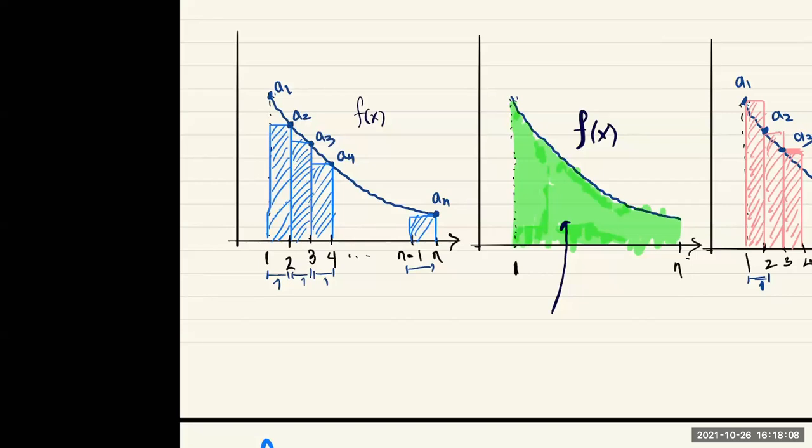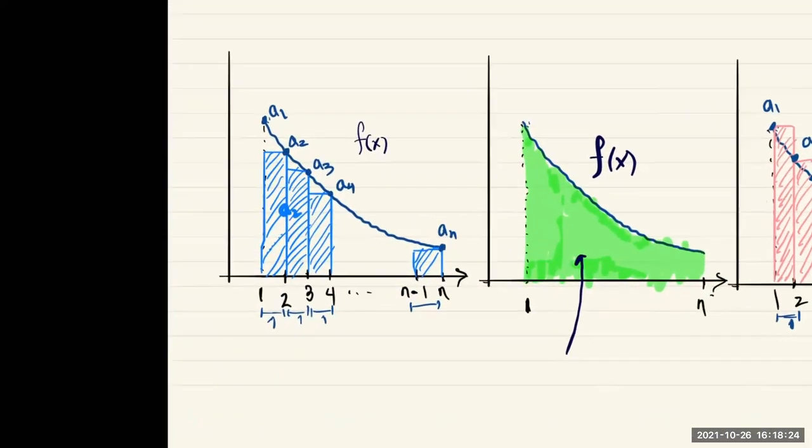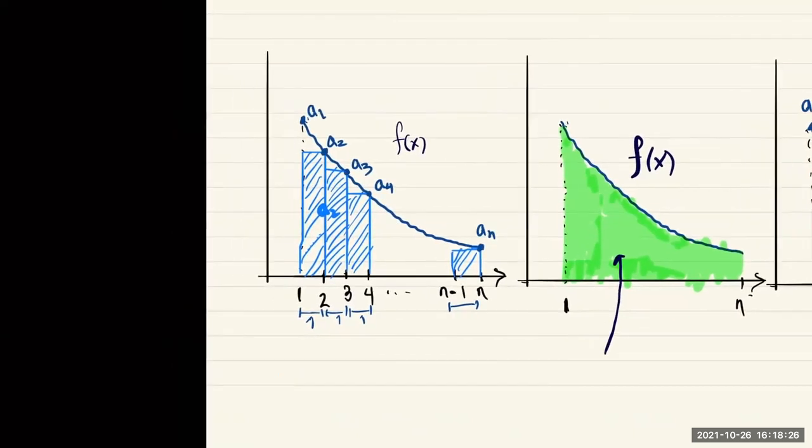And the height of that rectangle is not a sub 1, of course, it is a sub 2. See, this here is a sub 2. Okay, and likewise on the interval from 2 to 3, start at 3, go up, draw a rectangle. The height of that rectangle is a sub 3.